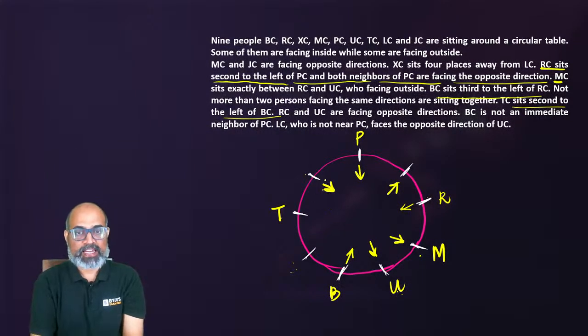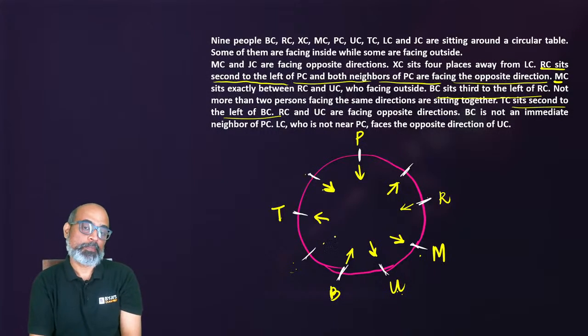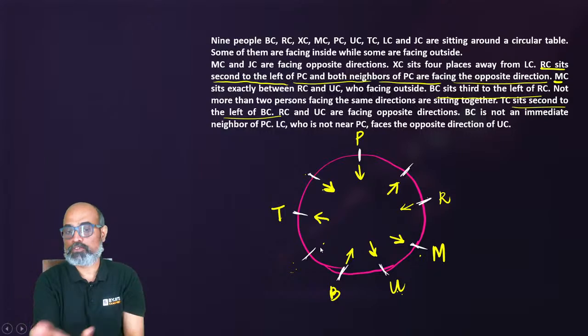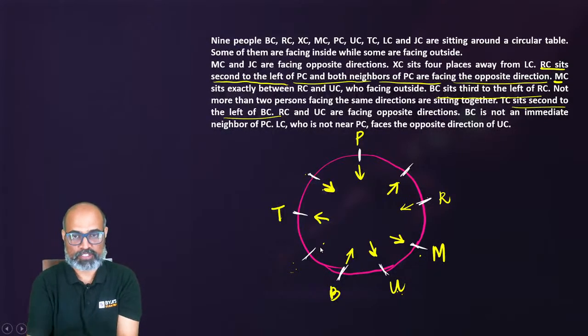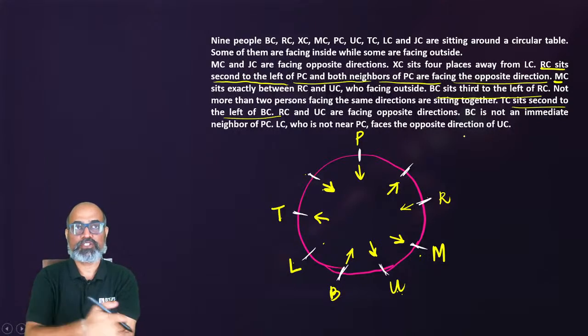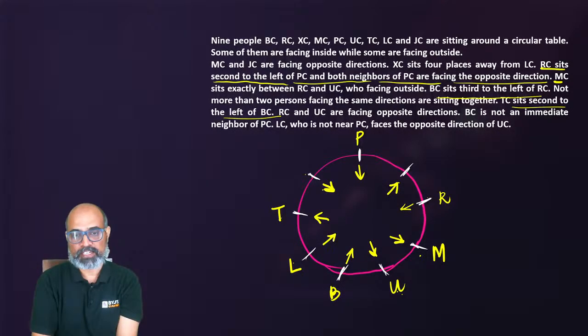Okay, since P and the neighbor both are facing inwards, T should be facing outwards. And this leftover person may be facing inwards, may be facing outwards. No issue, this is very much possible. L, who is not near P, can't be over here, so L is over here, and faces the opposite direction of U. Since U is facing outwards, L should be facing inwards.